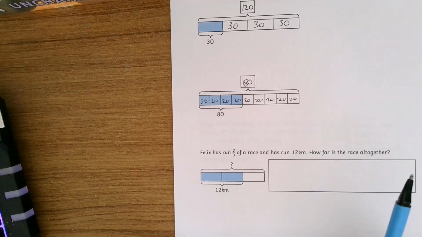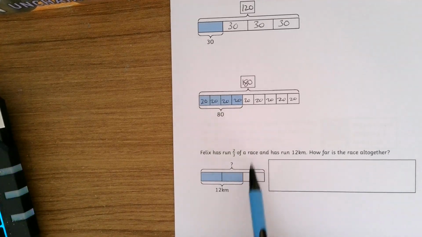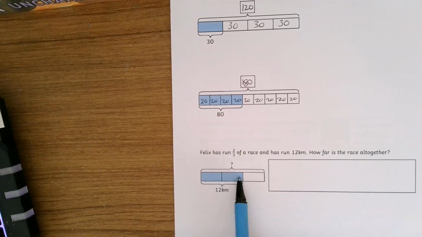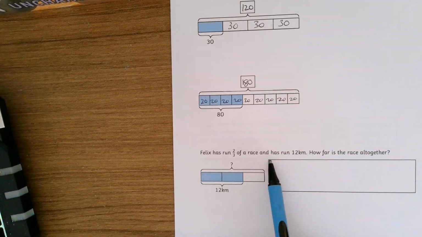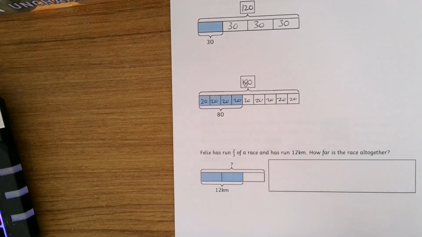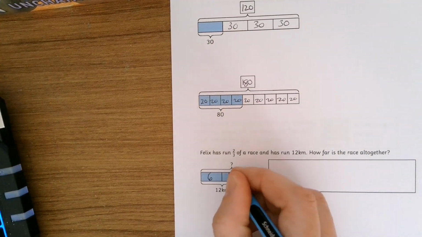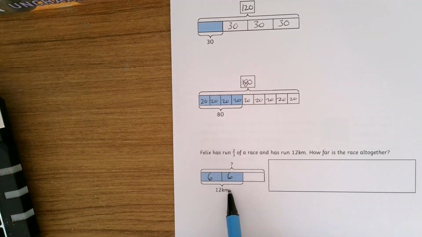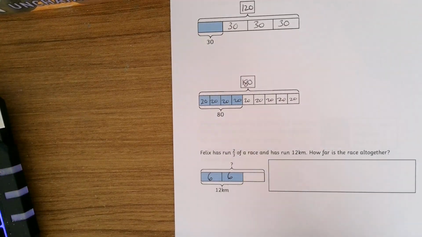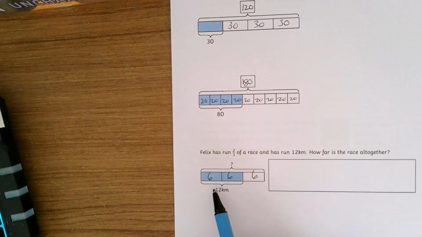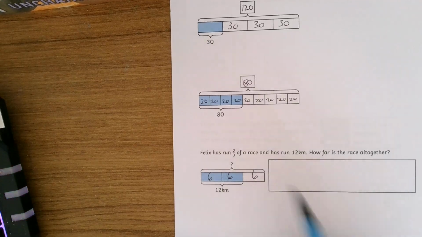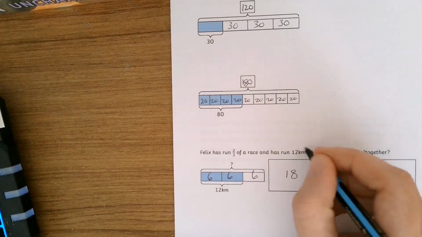This question, well, now we've got a bit of a worded problem, but it's exactly the same thing. So Felix has run 2/3 of a race. We know it's thirds, and therefore we've got 3 boxes. And he's run 12 kilometers. How far is the race altogether? So we don't know what the whole is. Well, that must be 6, and that must be 6, because 2 lots of 6 are 12, which means that this third must also be 6. So we have 6, 12, 18. Got to remember that bit.